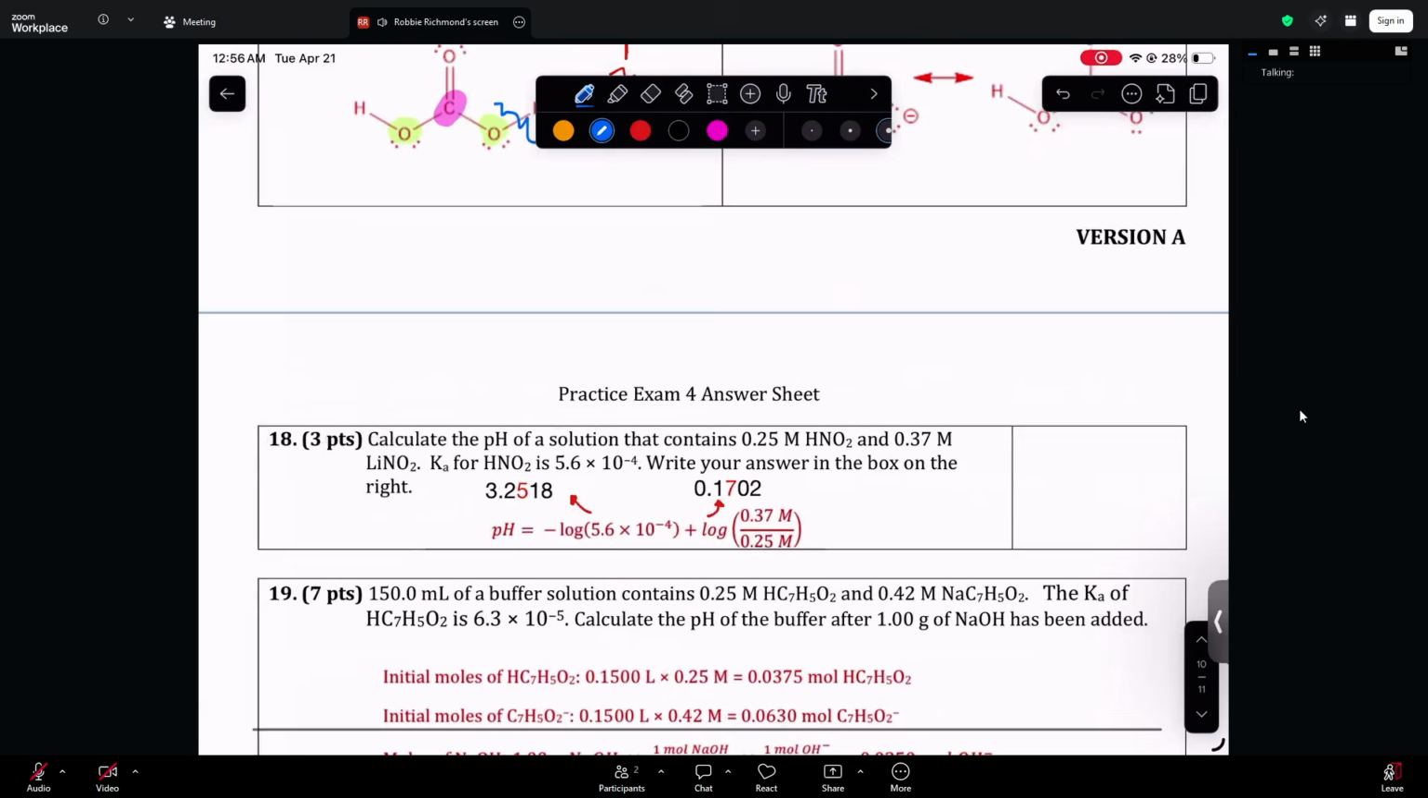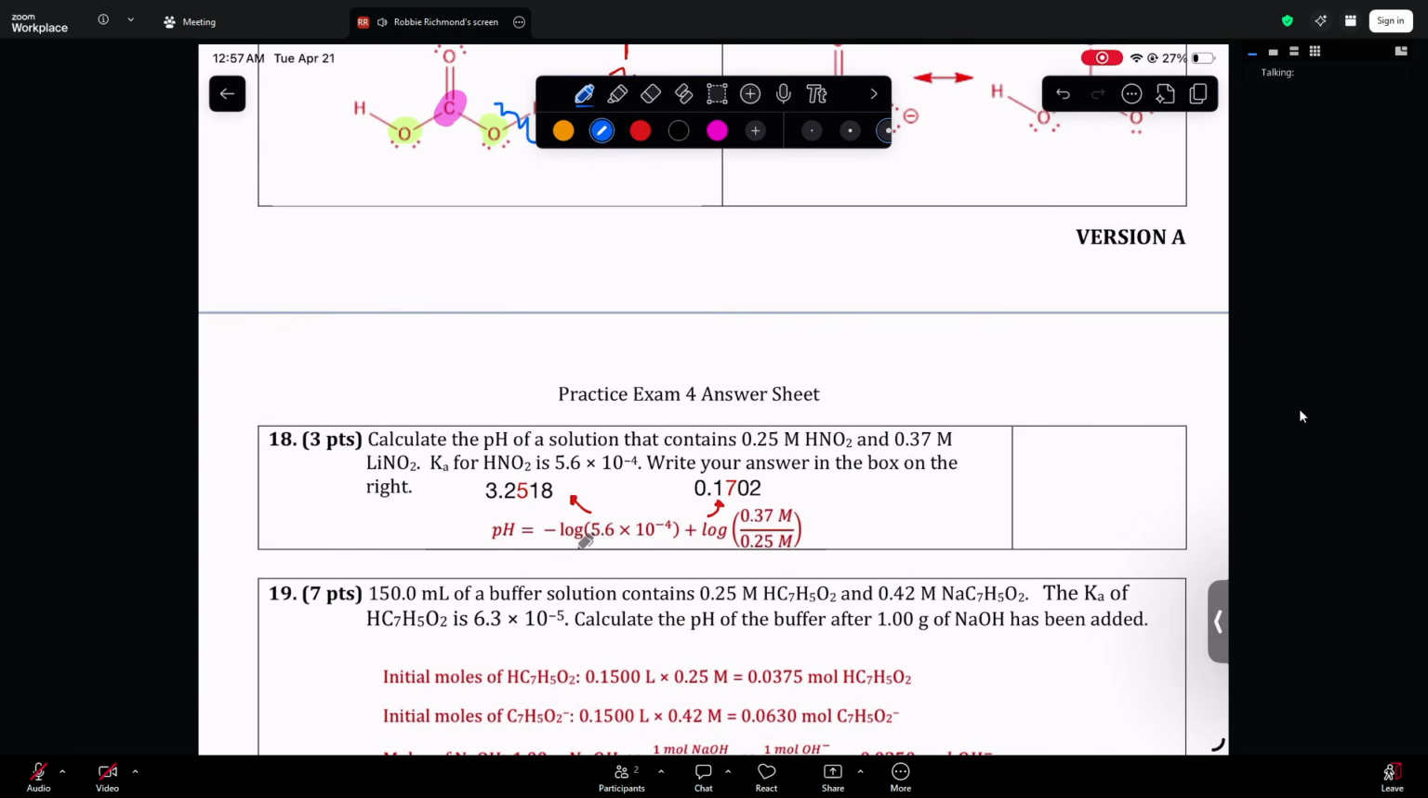Alrighty. Question 18 is talking about a solution of nitric acid with 2.5 molar and its conjugate of 0.3 molar. And we're given the Ka of the nitric acid, and we're to figure out the pH of the solution. Based off what we're given, immediately you should go look at the Henderson-Hasselbalch equation, which is pH equals the negative pKa plus the log of the conjugate over the acid.